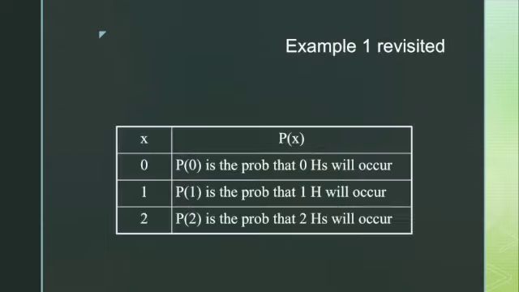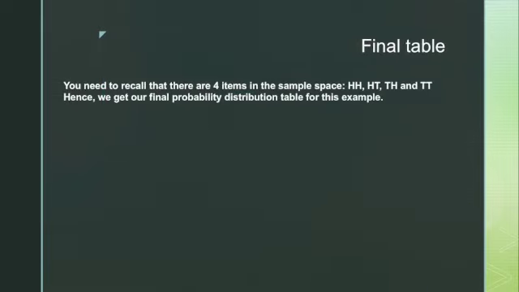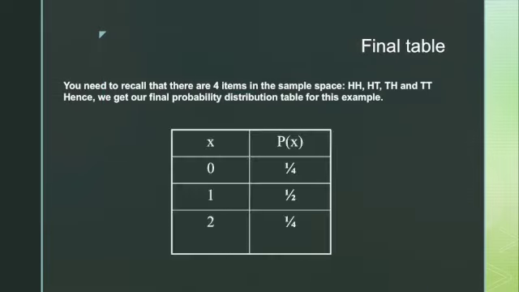So again, P of 0 is the probability we'd get 0 heads, 1 head, or 2 heads. So our final table with the distributions in it, like I'd calculated, here are the probabilities of each of these occurring. Let's take a look at the probability distribution.